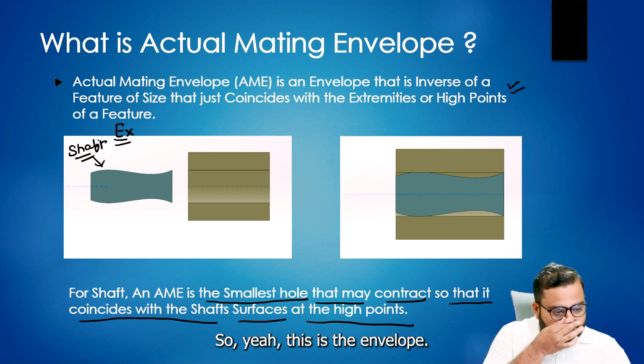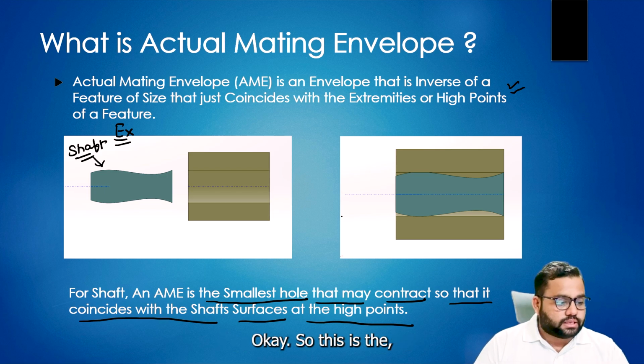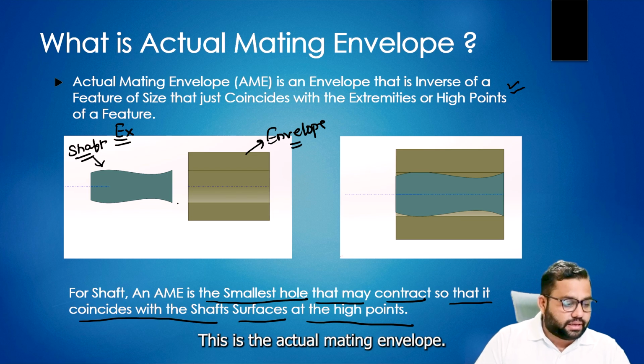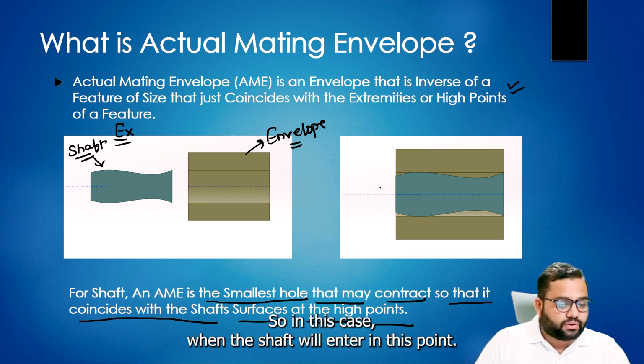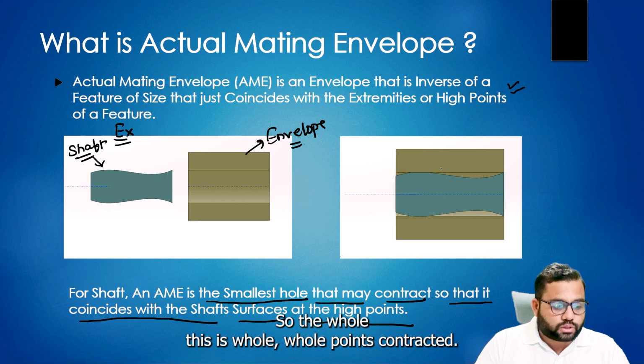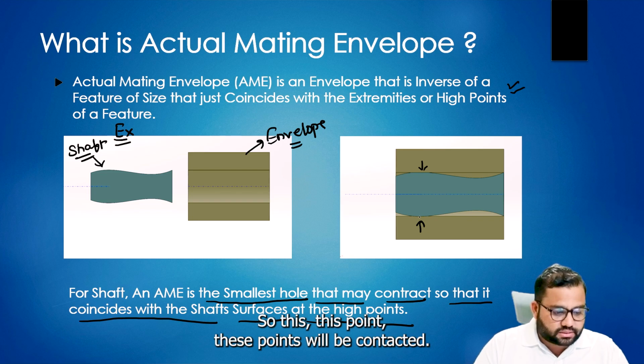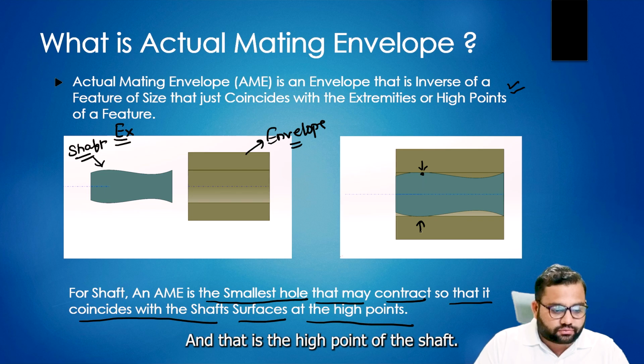So this is the envelope. In this case, this is the actual mating envelope. When the shaft enters, these hole points will be contracted and touch the high point of the shaft.